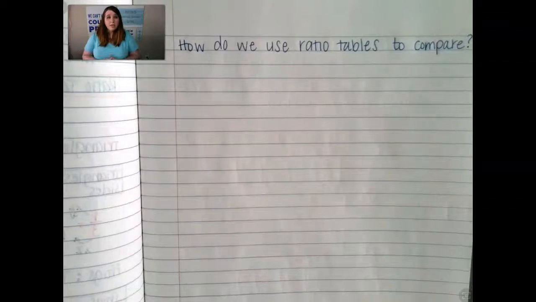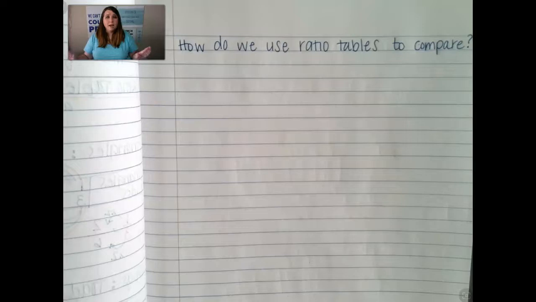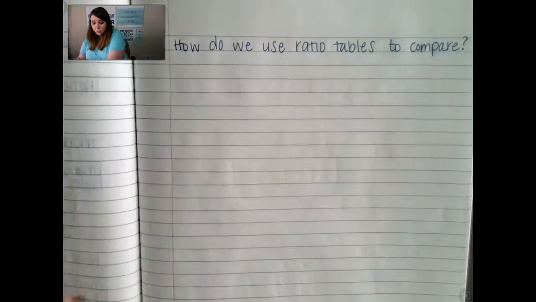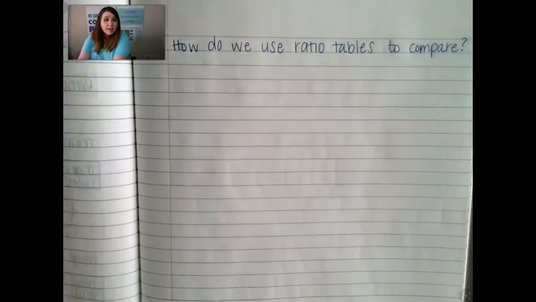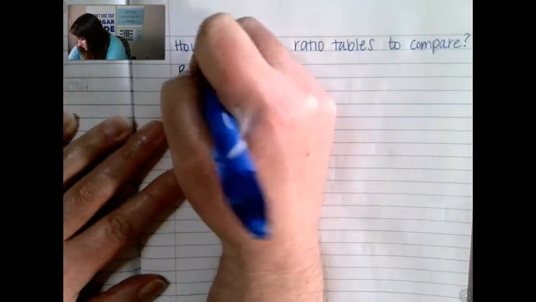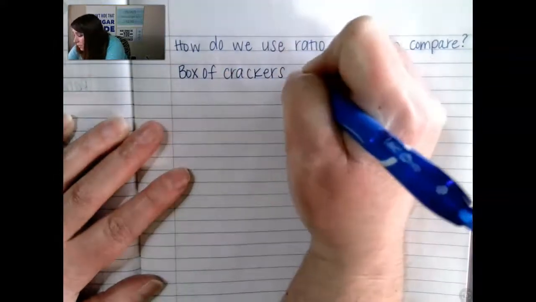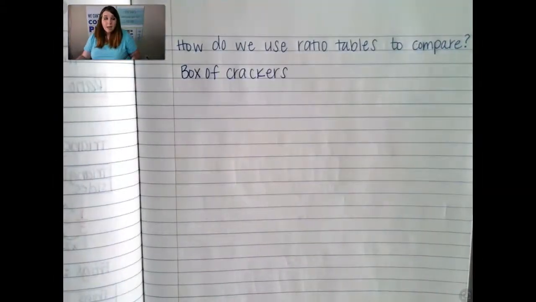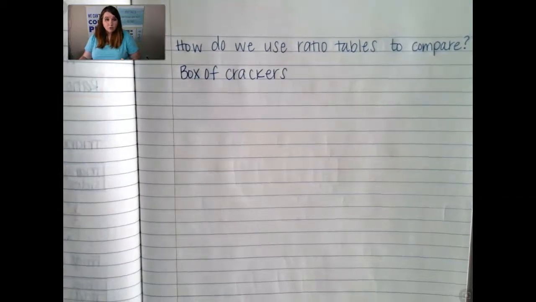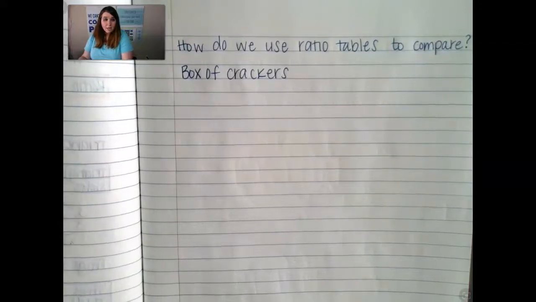What we're going to do today is look at two different sets of data, and use them to compare and answer questions. So for example, let's say that I have a box of crackers, and I want to know which box has the most salt per serving. Well, I can look at the information that's given to me and use it to compare.